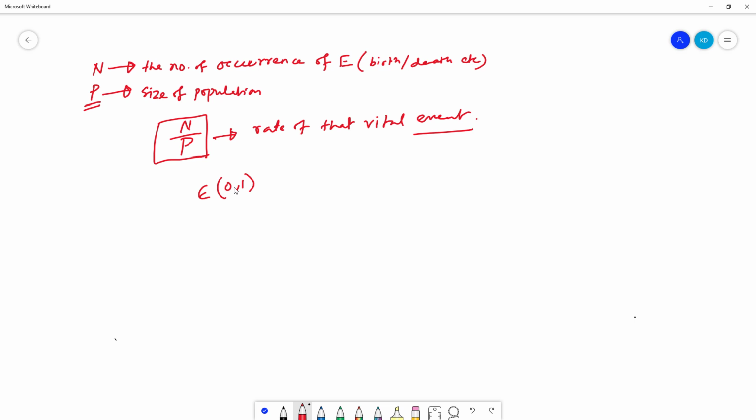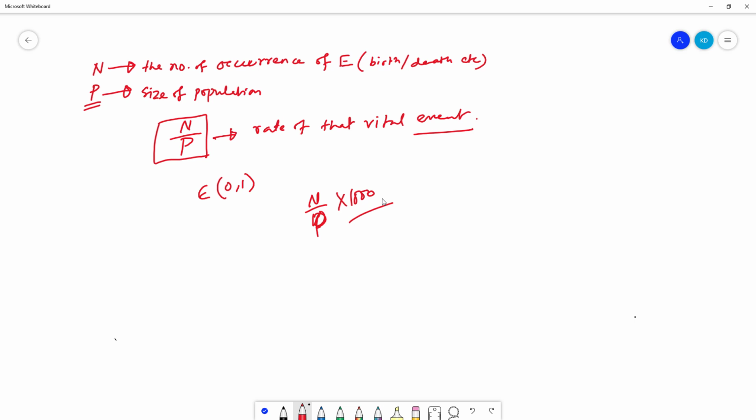A multiplier called radix is used to round up the decimal. Usually 1000 is taken as a radix, which I mentioned in the previous definition of rate, denoted by K radix. Usually 1000 is taken as radix so that the rate is per 1000 population, and this is expressed as n by p into 1000.